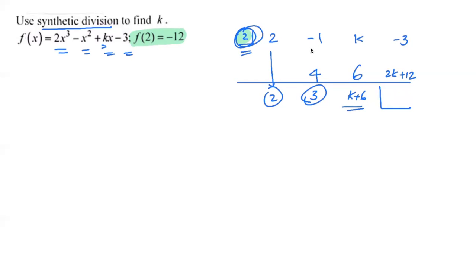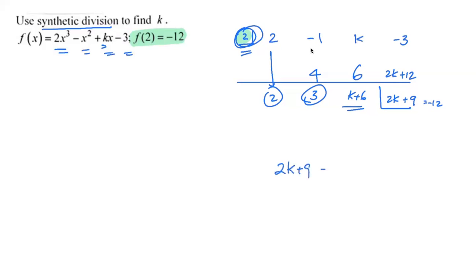Okay, 2K plus 12, and then you're going to add the minus 3, so you have 2K plus 9. Okay, 2K plus 9. And if you have 2K plus 9, well, that's the remainder. That remainder tells us that, well, that's equal to negative 12. Okay, negative 12.